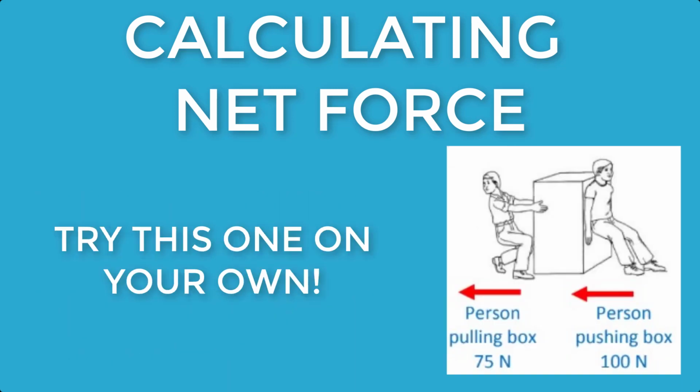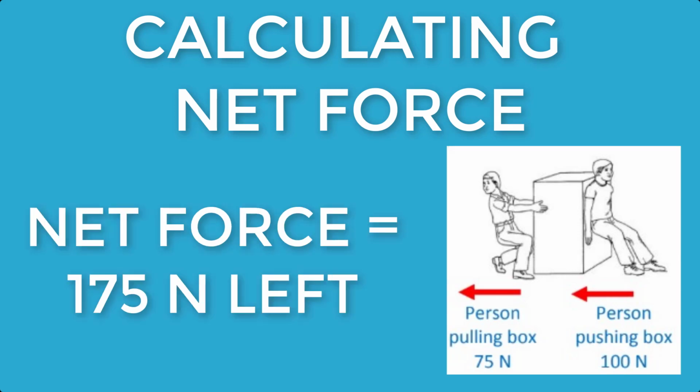Let's try another one. Pause and see if you can do this one on your own. Don't forget the steps. Did you remember to add the forces together because they are going in the same direction? I hope so. The answer is 100 newtons left plus 75 newtons left gives you a net force of 175 newtons to the left.